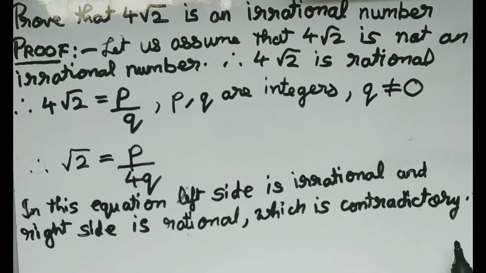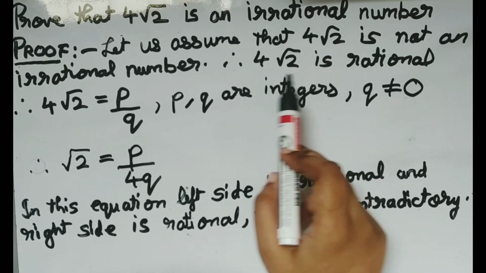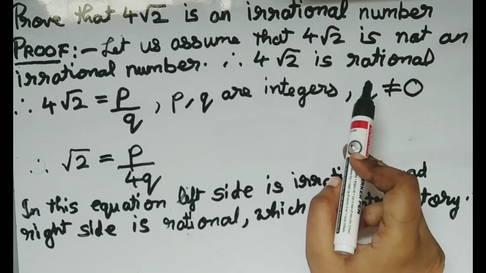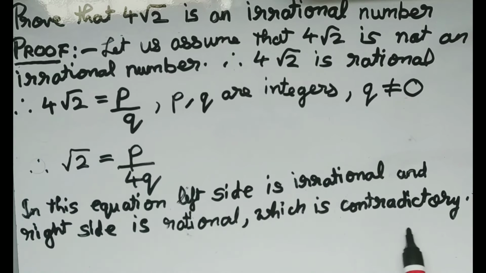This means what? Why are we getting this contradiction? Because we assumed that 4 root 2 is rational, right? We assumed 4 root 2 is rational. So we got this contradiction, right?